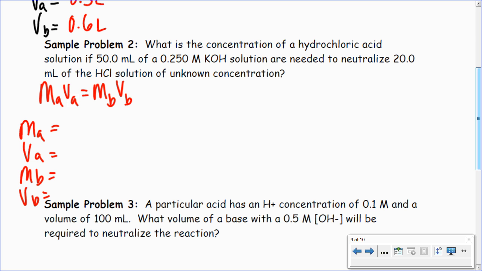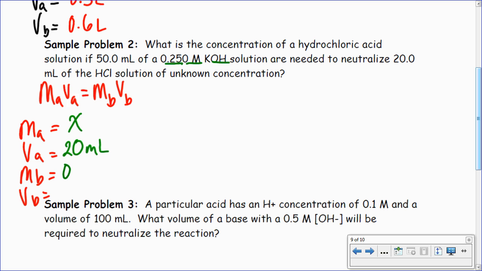MA, molarity of the acid. Molarity of the acid is what is the concentration of a hydrochloric acid solution? Well, that means molarity is unknown. It's asking me what the concentration is, so that's got to be the unknown. Volume of acid. So 50 mils of a 0.250 molar solution are needed to neutralize 20 mils of the HCl. So 20 mils of the HCl is what we're working with here. MB, molarity of the base. Well, there's a molarity number, concentration, and there's the base right there.